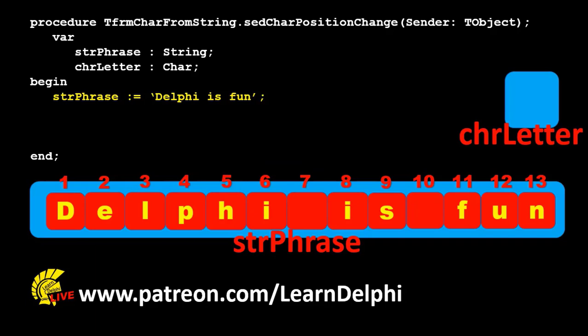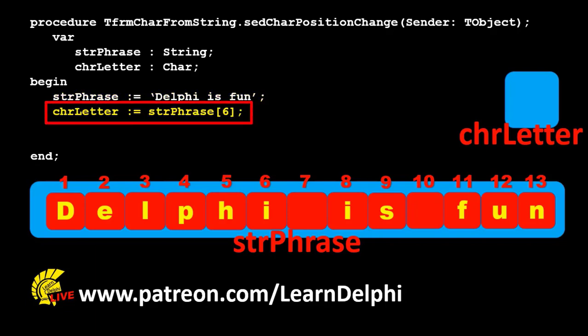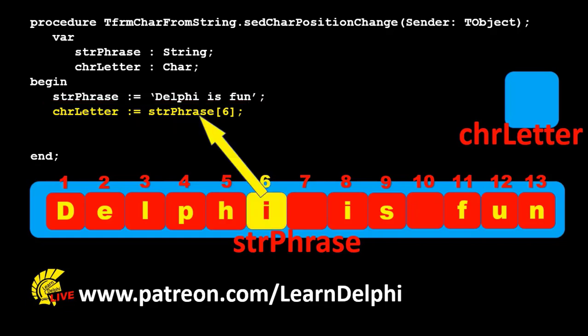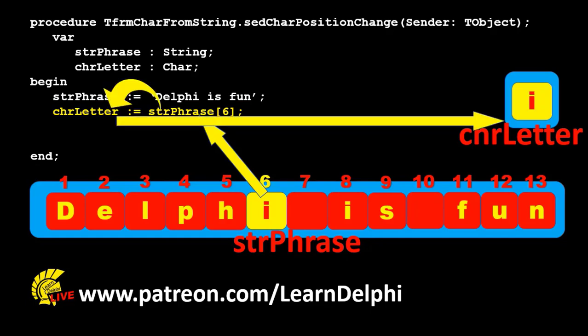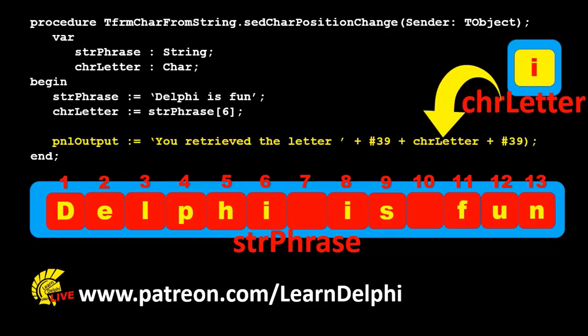Now, let's see how we can use these index numbers to retrieve a character in a specific position. Here, we tell Delphi to read the character with index 6 from the string variable. It will be the letter I in the word Delphi. The character will then be assigned to the char called chrLetter. Notice how we specify the index number between block brackets. Then we read the value in the variable and display it as part of an output.